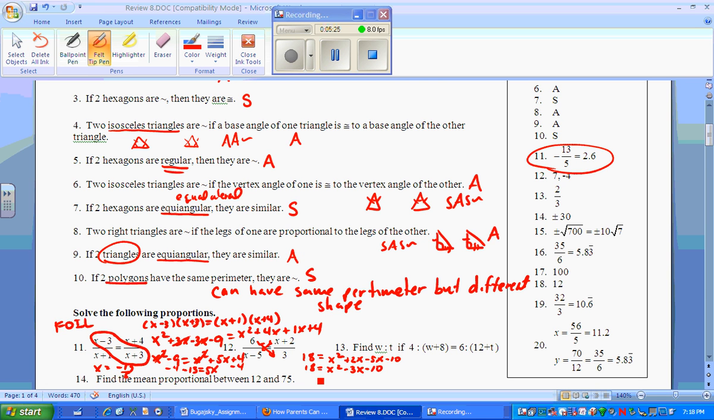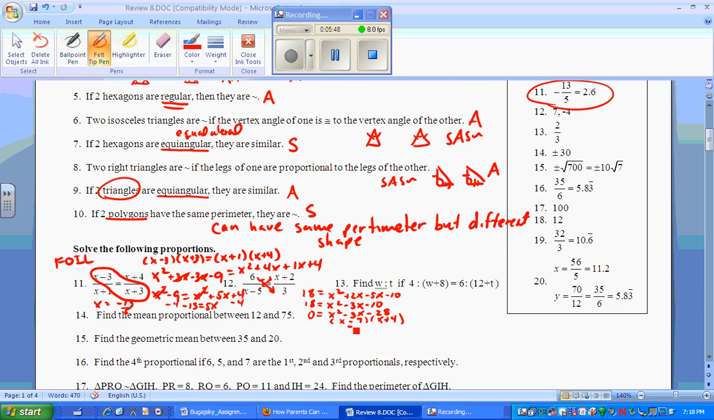Can't factor yet because it equals 18, it needs to equal 0. So when we minus the 18 over, you get x squared minus 3x minus 28. We need to factor that. That is x minus 7 and x plus 4. So the two answers are 7 and negative 4.